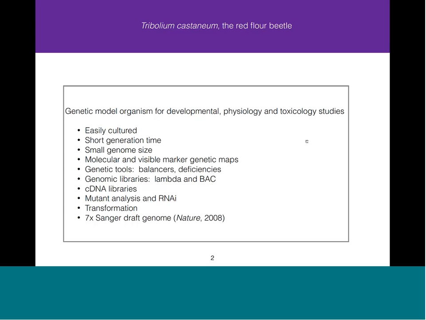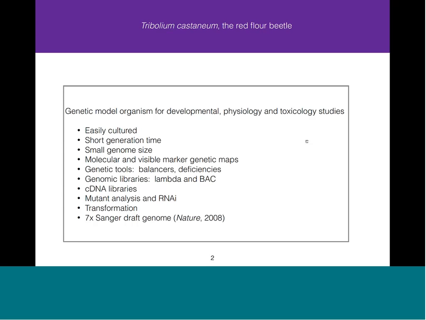I'm actually a developmental geneticist, and so we do a lot of RNAi and a lot of double RNAi to do epistasis analysis. We can also do germline transformation, and CRISPR is becoming a very big reverse genetic tool in Tribolium and other insects and practically every system out there. I was involved in leading our efforts to get a 7X Sanger draft genome that was published in Nature in 2008. And this was the first beetle genome to be sequenced.